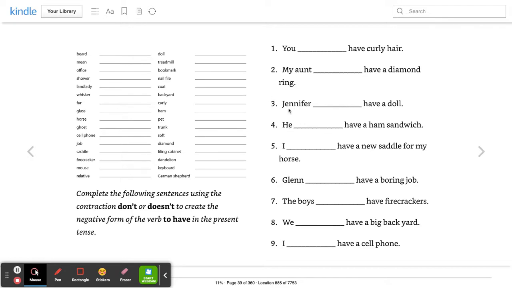He doesn't. Jennifer doesn't. My aunt doesn't. But with first person and second person, I and you, we say don't. You don't, I don't. It is a little confusing, but the key to learning it is repeating it, writing it over and over, and pretty soon you don't even have to think about it.